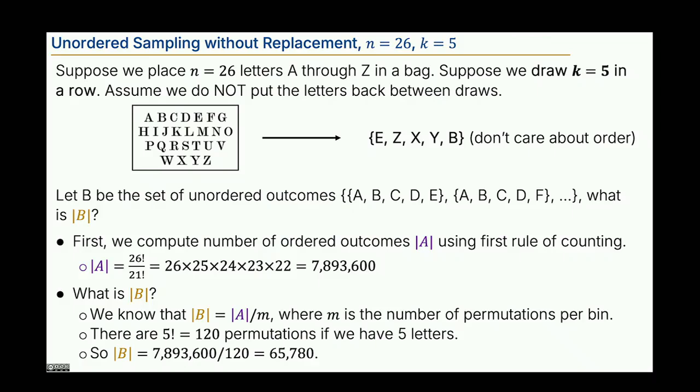Okay, so this is a direct analogy to what we did before. It's just that in this particular case, there's 7,893,600 different little strings, and there's how many different colors? 120 colors, yeah. Okay. Or no, sorry, that's not correct. How many different colors? 65,780 colors, each of which has 120 strings in it. Okay?